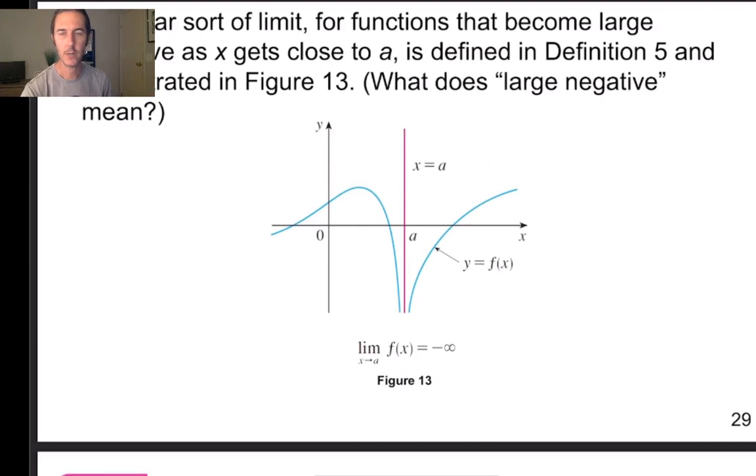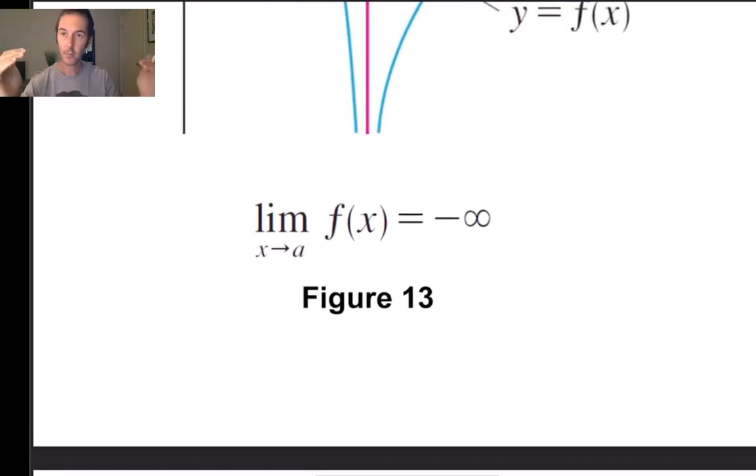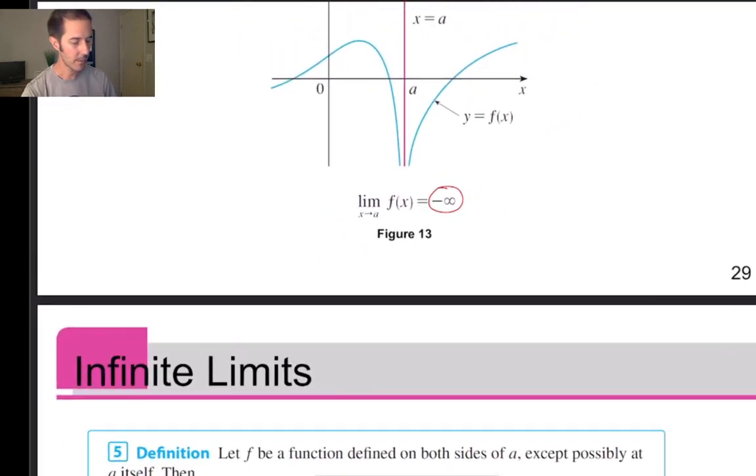Here you can see that as our blue curve is approaching the vertical red line from the left and from the right, both of those blue curves are swooping in the downward direction, pointing toward negative infinity. Therefore, since both sides are curving down toward negative infinity, we can say that our limit as x approaches a is equal to negative infinity.